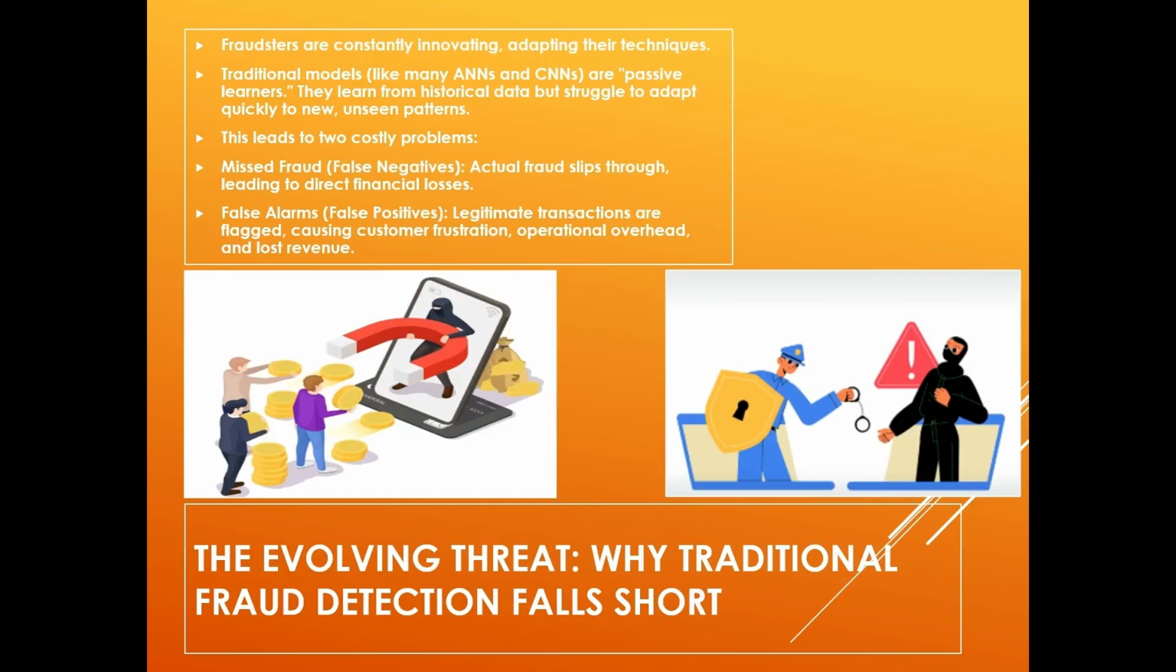You can see in the slide the evolving threat. The problem is that fraudsters are not static, means they are not constant. They are constantly evolving their techniques. So our traditional models like ANN and CNN, I just told you that I will show the comparison, and even machine learning models, they are passive learners. They are trained on a historical snapshot of data, and they rely on thresholds, as I have showed in earlier videos. They are excellent at what they were trained to do, but when a new fraud emerges, a new pattern emerges, these models fall short.